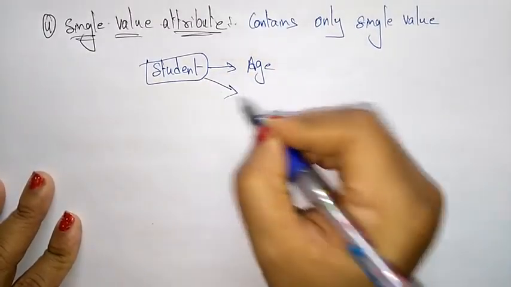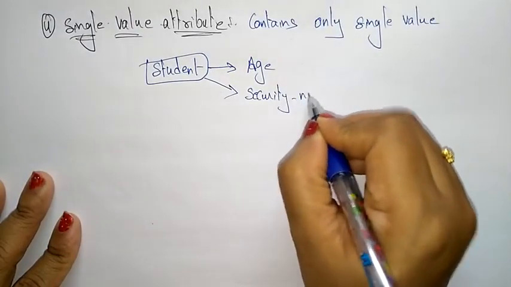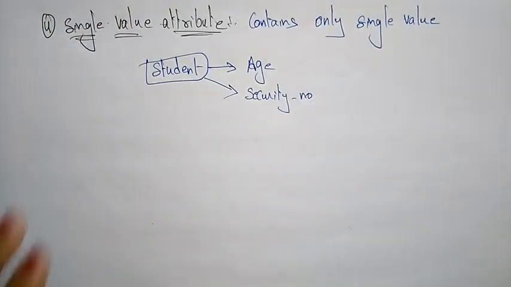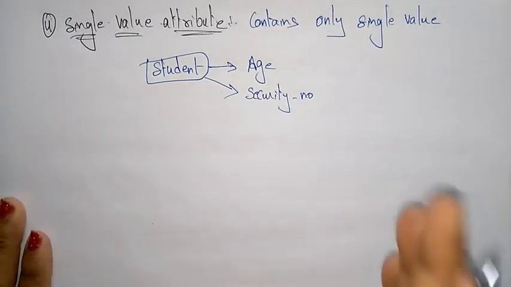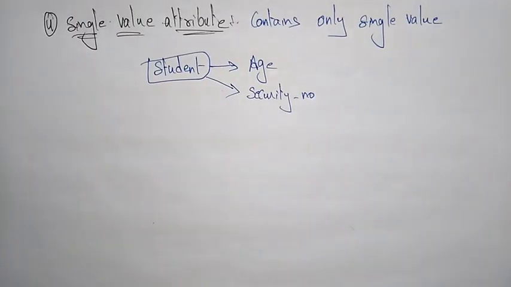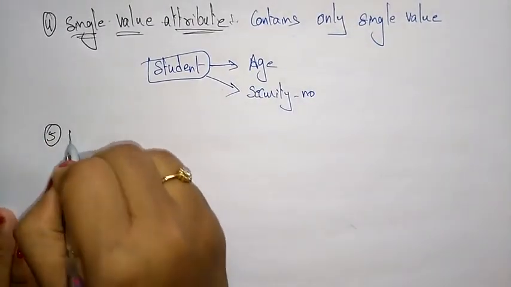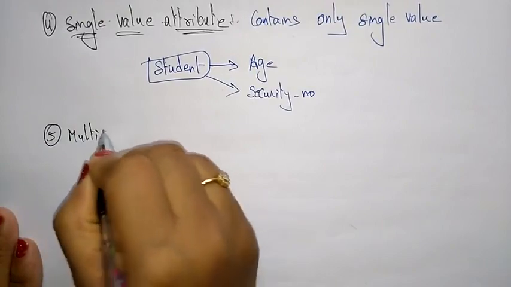In the same way, for security number, each person has only one security number, which will also be unique. Only a single value will be there, a single security number. Okay, so now coming to the fifth type of attribute, that is the multi-value.